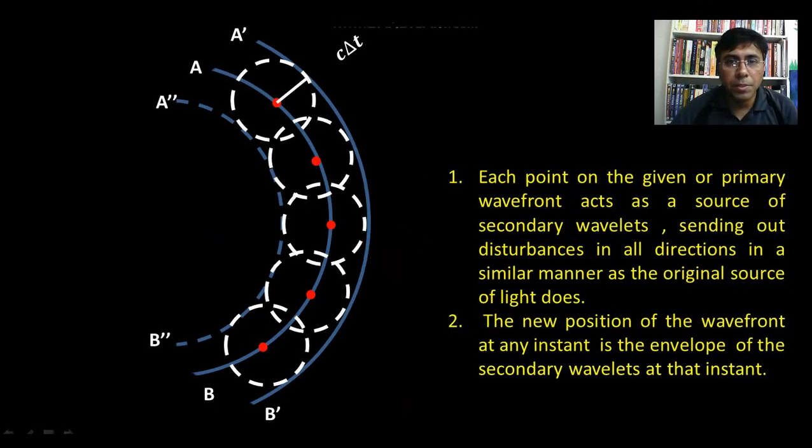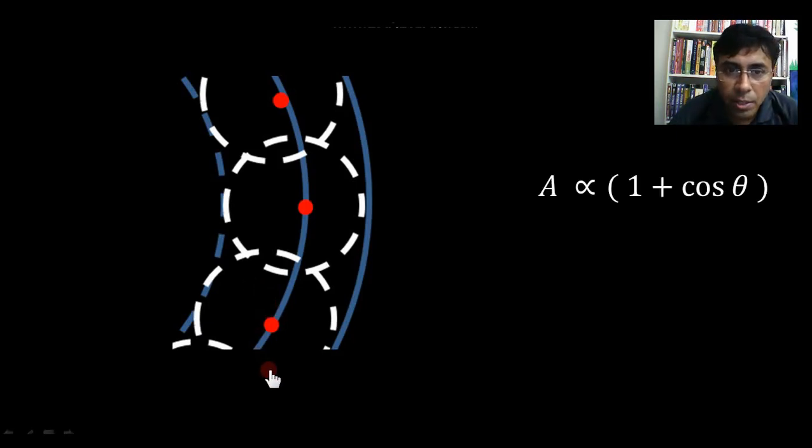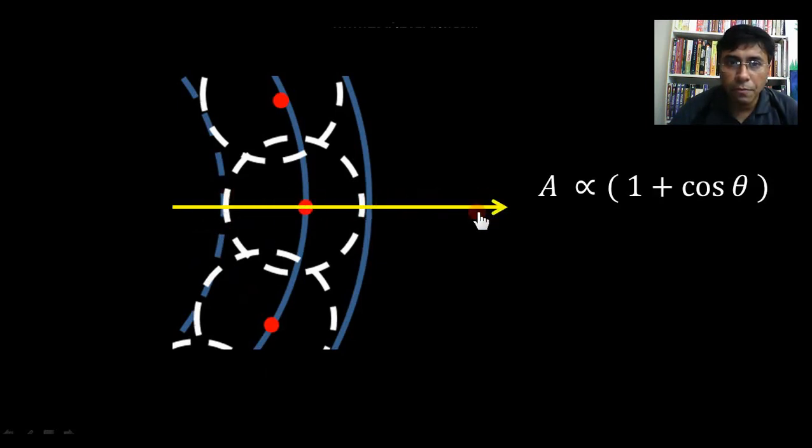In order to explain this discrepancy, a small correction is made in the Huygens principle, and that is that the contribution of a wavelet in any direction making an angle theta with the normal to the wavelet is proportional to 1 plus cos theta. Now what does that mean? Say this is the direction of the progression of the wave, and we are interested in knowing the contribution of this wavelet at any given point. The contribution at that point would be directly proportional to 1 plus cos theta.